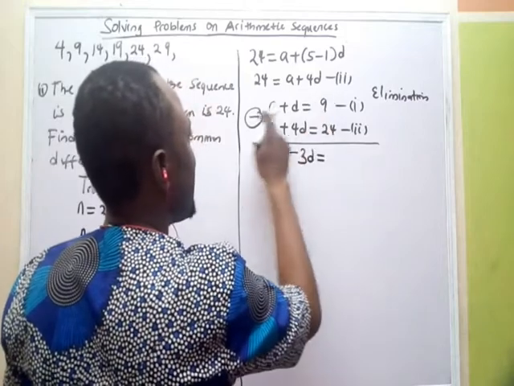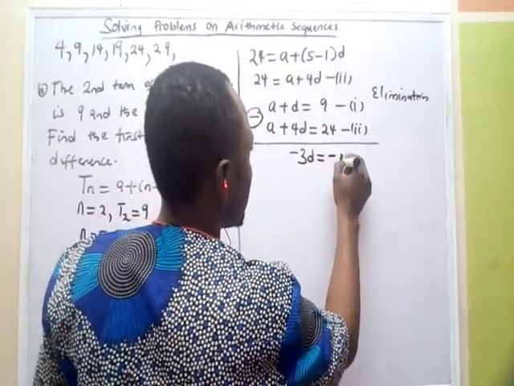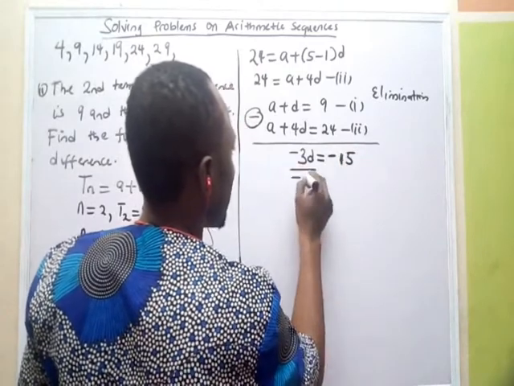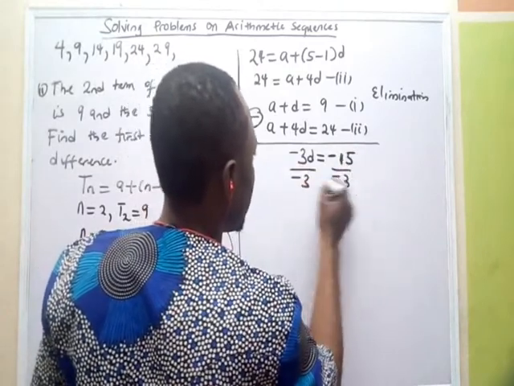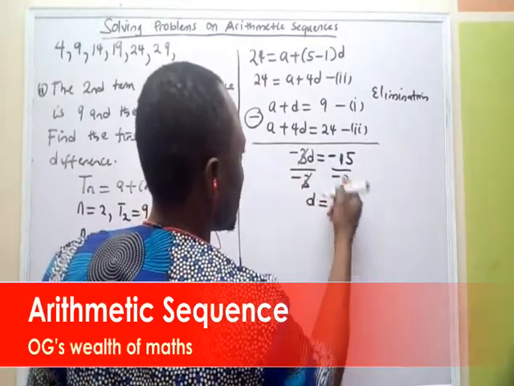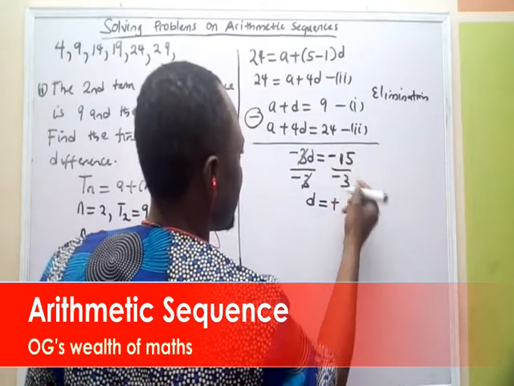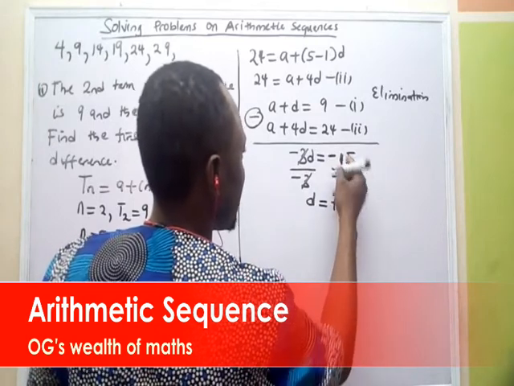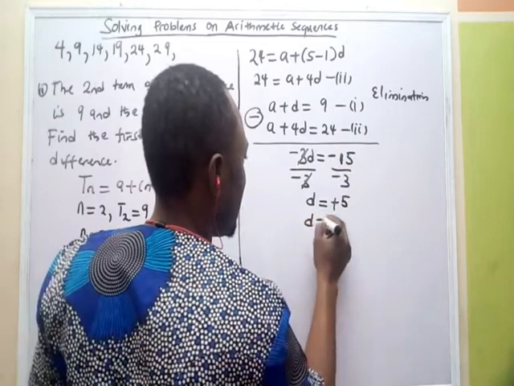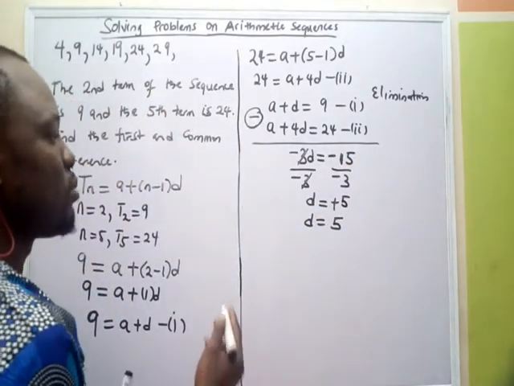9 minus 24, which will give me minus 15. If I divide both sides by negative 3, the 3 cancels 3, and minus divided by minus is plus. 15 divided by 3 is 5. So d is equal to 5. We've gotten the common difference.